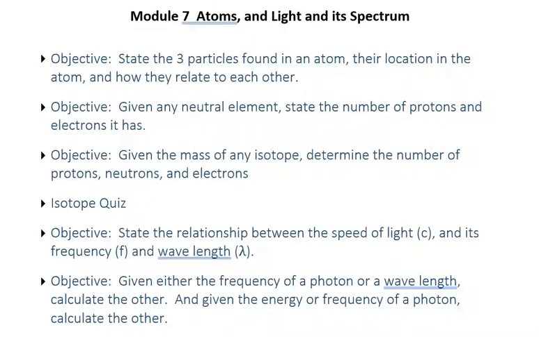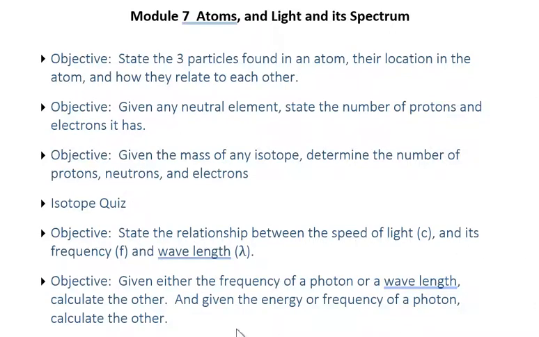And then the last one involves a little bit of math, but it's really, really simple addition and subtraction. I'm going to give you an isotope of an atom, and I'll explain what an isotope is in a minute. And then from there, you're going to determine the number of protons, neutrons, and electrons that are in that atom. And then we'll have a quiz, and that will be our first chunk here.